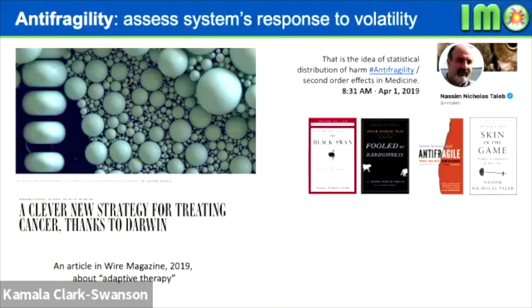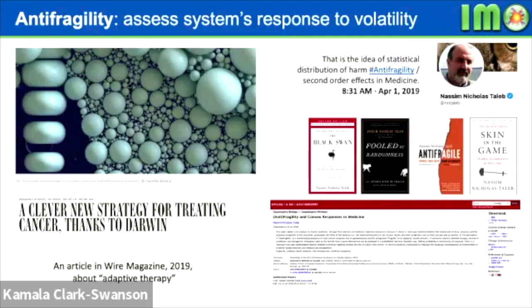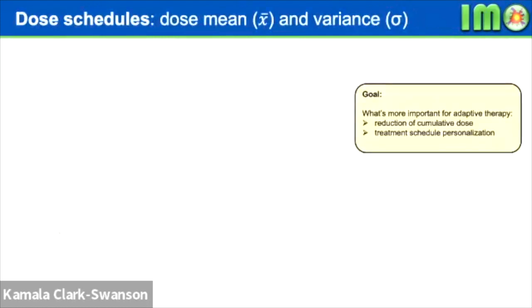And I looked into some of his books, and one of the books he wrote was called Anti-Fragile. And he had actually written a preprint describing some of these mathematical ideas and how to bring them into medicine in general. So that was the starting point for me that made me realize if we want to answer that question, what's the most important difference, the cumulative dose or the degree of personalization? That's a complicated question, but maybe we can answer a simpler question first.